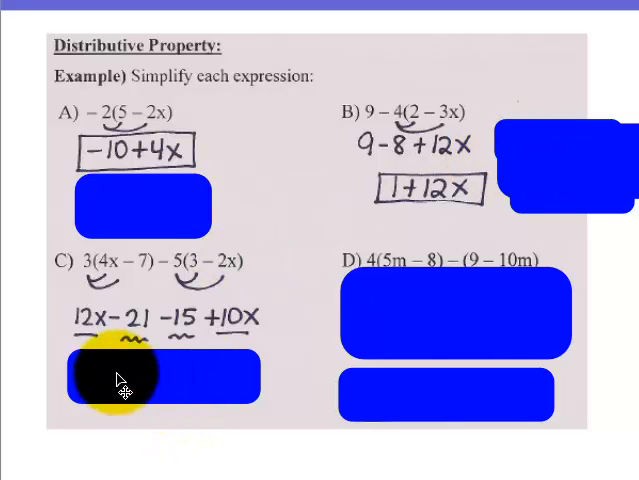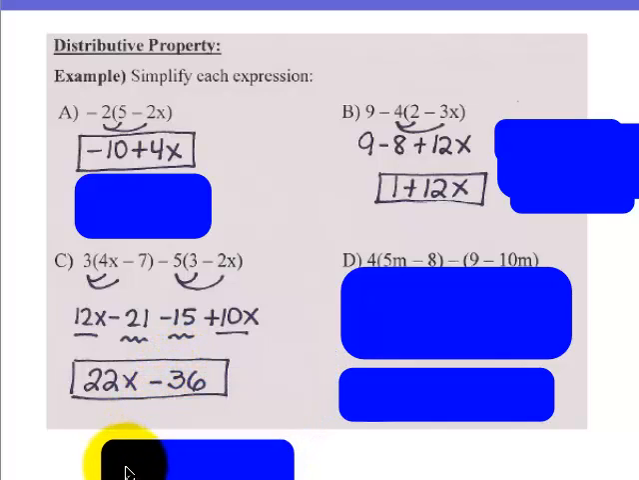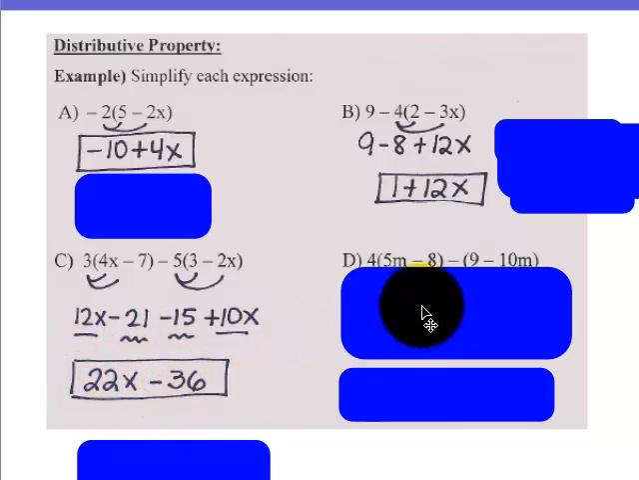Now that I have them, I'm going to combine like terms. If you notice, I underline 12x and 10x because they both have x. And when I combine them, I get 22x. Then I'm going to combine negative 21 and negative 15. Signs are the same, so I would add, so it would be negative 36. And it's negative because 21 is the biggest. There's nothing else that I can do, so that's my final answer.